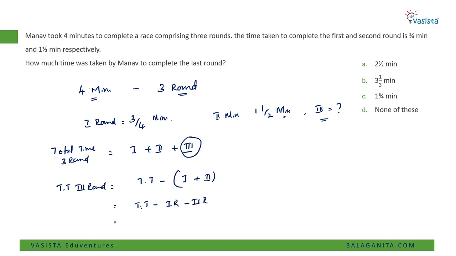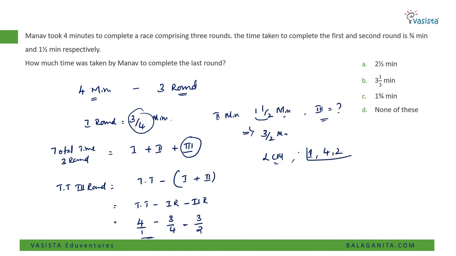Like this also. Total time, so 4 minutes. First round, so that is going to be 3 by 4 minutes. For the second round, convert this into improper: 2 1 are 2, plus 1 is 3 by 2 minutes. Now take the LCM for this. So here there is no denominator, take it as 1, 1, 4 and 2.